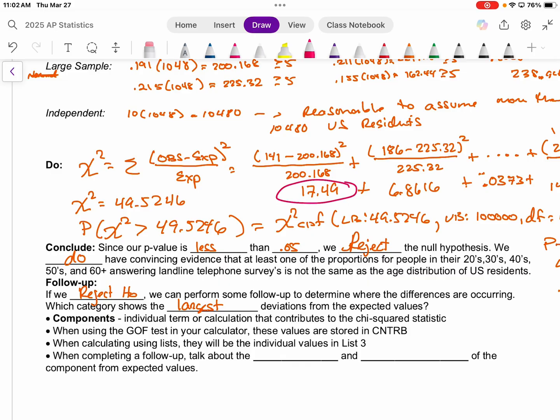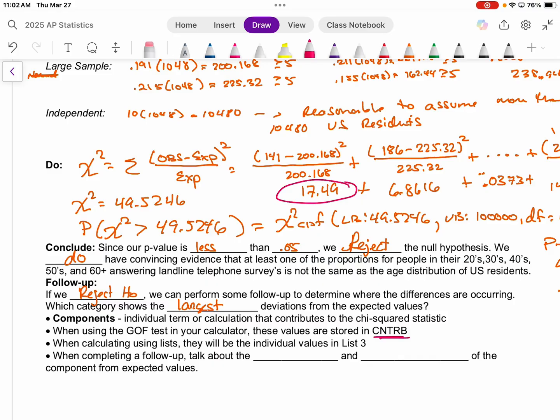Now, the individual terms or calculations that contribute to the chi-square statistic when using the goodness of fit test on your calculator, we're going to do this in a second. These values are stored in this little feature right there. I'm going to show you what it looks like. When calculating using lists, there will be individual values in list 3, which is what we did.